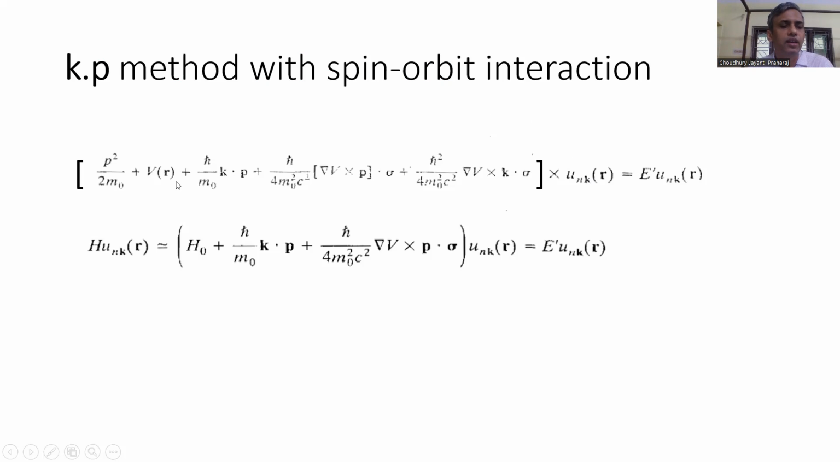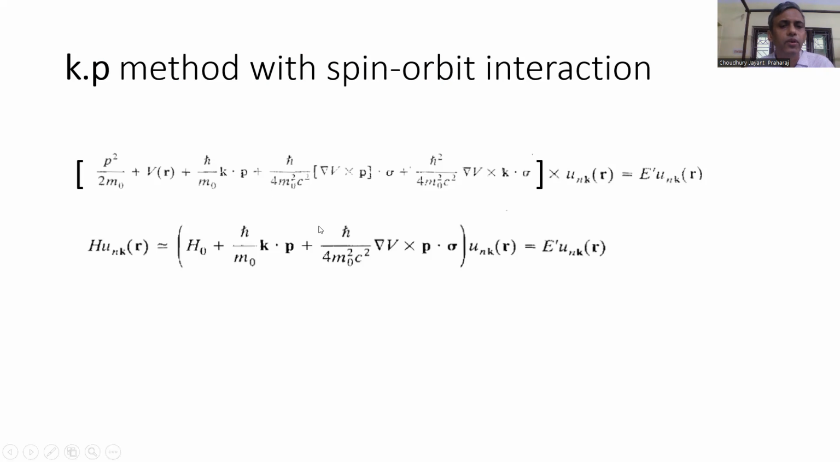And this is what the Hamiltonian looks like when it acts on the cell periodic part. So you have the kinetic energy part, the crystal potential part. But then you have this K.P term, and that gives rise to the name K.P method. And then the spin orbit term gives rise to two different terms when you write it in terms of the cell periodic part. And this is what you have to solve to get the band structure in detail close to the band extrema, at the valence band maxima and the conduction band minima.